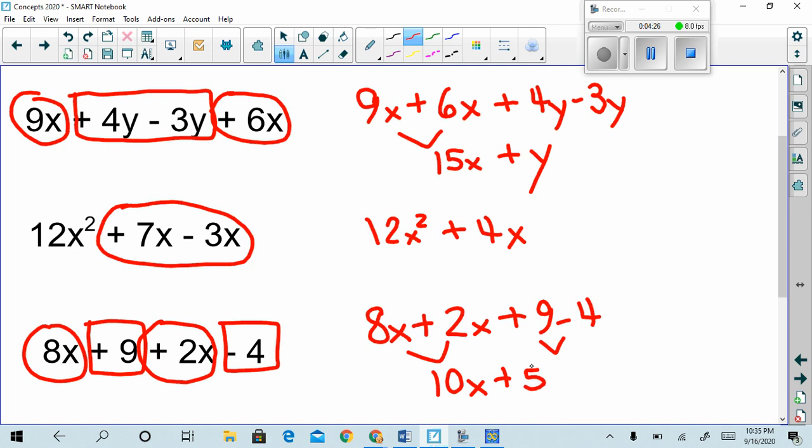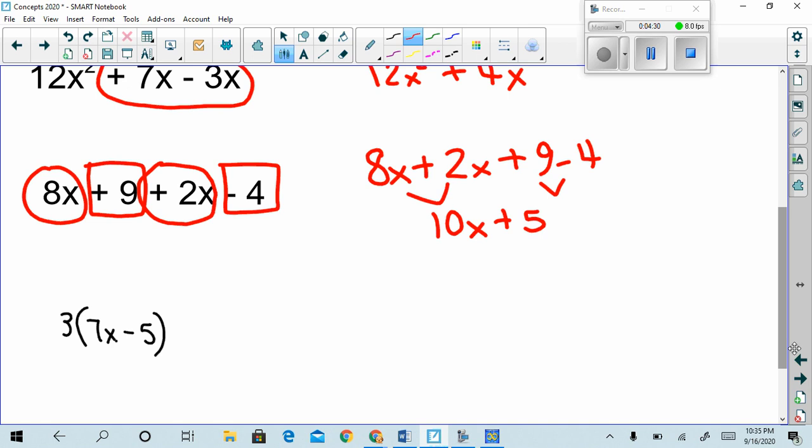So combining like terms simplifies an expression. Then I threw in this distribution here at the end. Remember distribution, when you multiply a factor on the outside times two terms that are either added or subtracted, that will give me 21x minus 15. And there you have a little review of combining like terms and the distributive property.